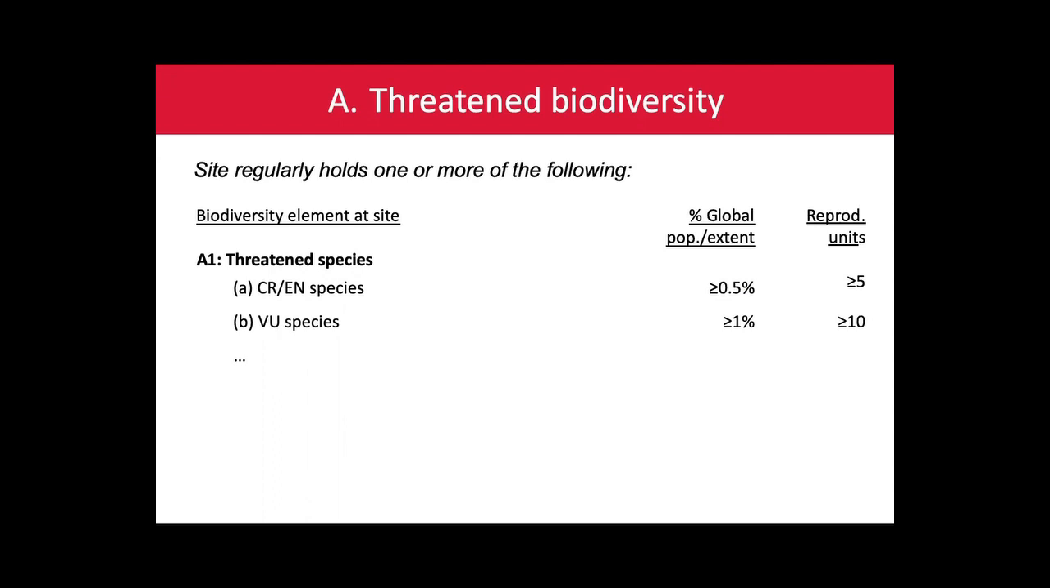So for example, when we say that a site holds a significant proportion of a globally threatened species, then under A1A, significant is defined as 0.5% or more of the global population of a critically endangered or endangered species. Whereas under A1B, significant is defined as 1% or more of the global population of a vulnerable species. And for globally threatened species, these thresholds are very low. And the reason for this is that the super low thresholds build a precautionary approach into the thresholds themselves.